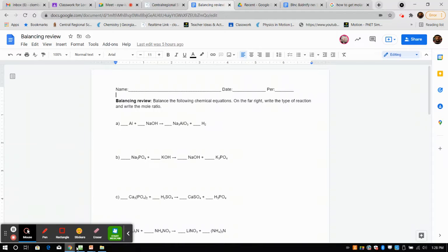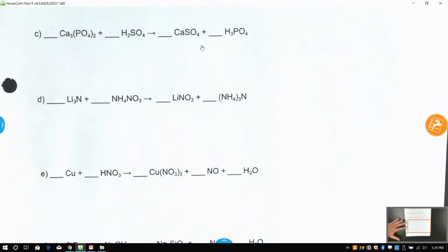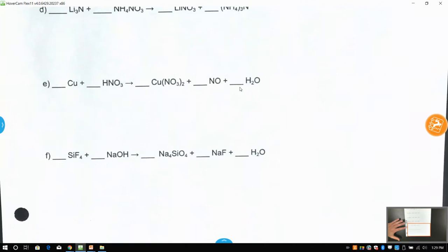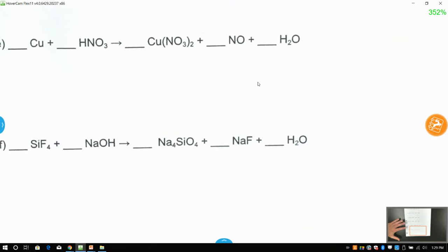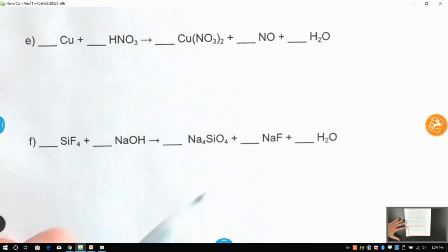Okay, so after taking a look at letter A and K, getting a mole ratio of 2.623, I want to show one that's a little bit of a pain in the butt. We're going to look at letter E. We're going to skip to letter E. All right. So let's start by doing our inventory here.